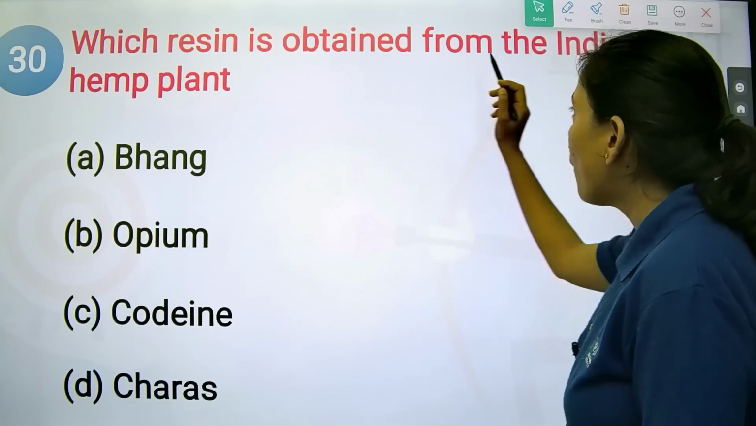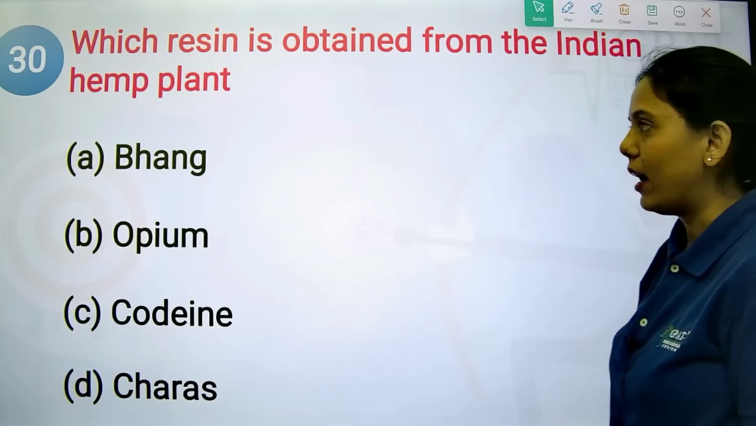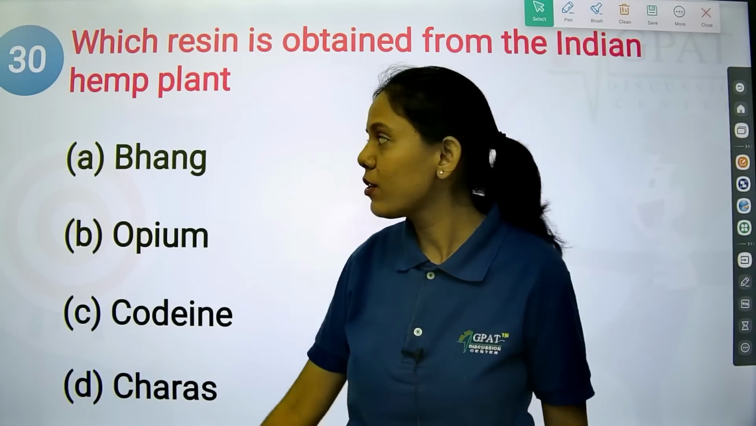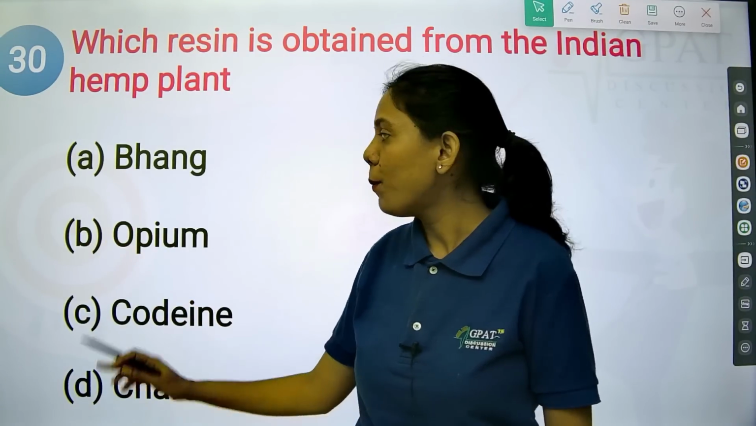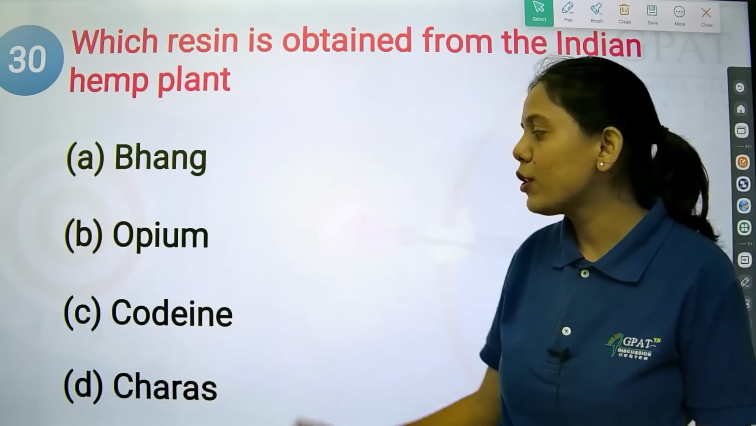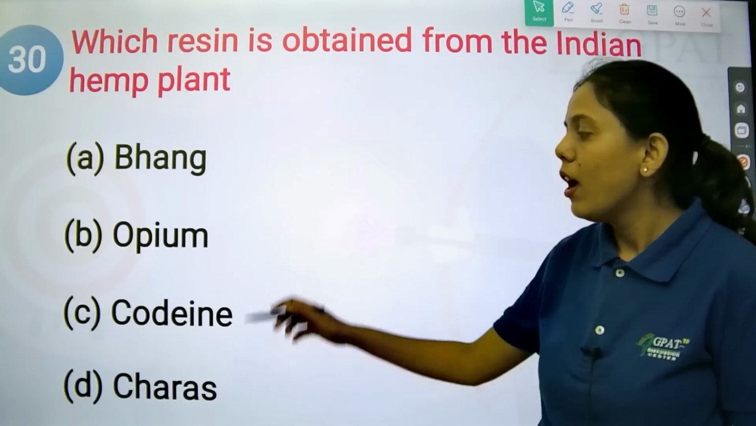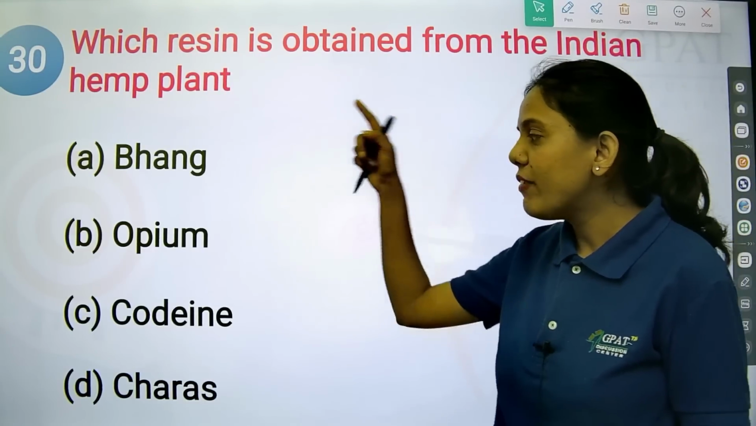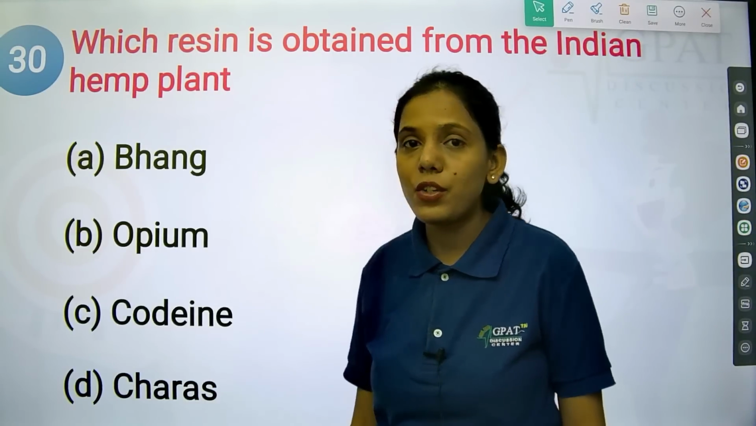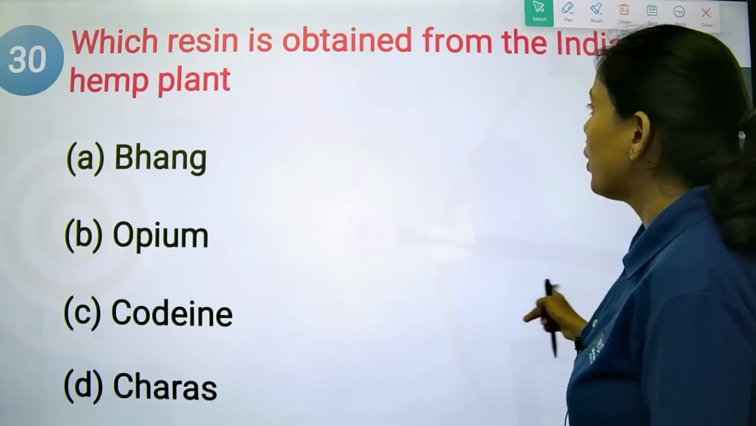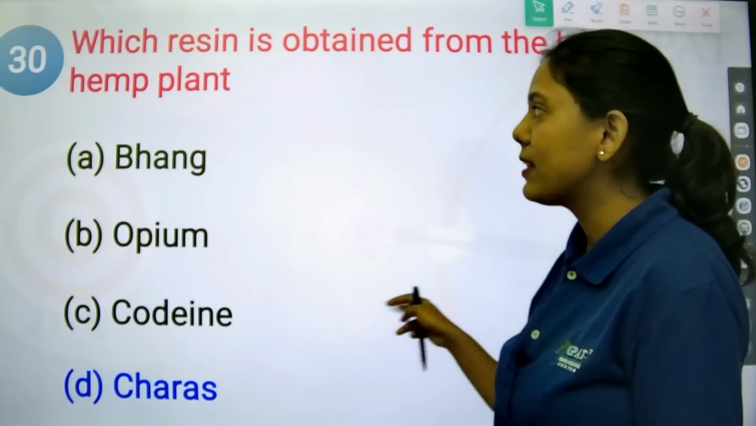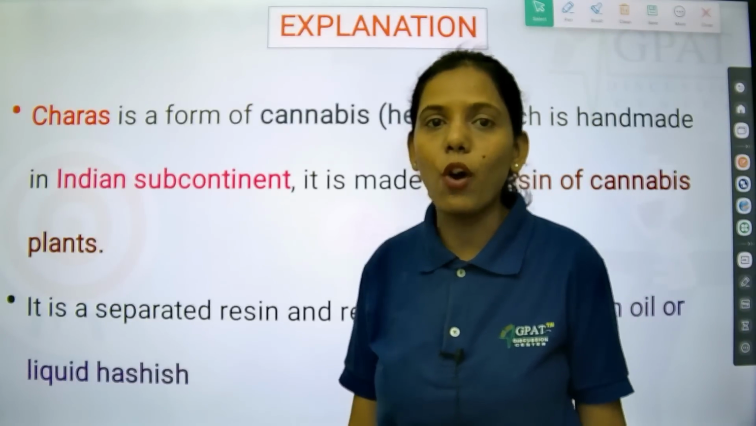Which resin is obtained from the Indian hemp plant? If you know the answer, please let us know. Option A is bhang, option B is opium, option C is codeine, option D is charas. The resin which is obtained is nothing but charas. So option D is the right answer. I hope most of you got this answer.